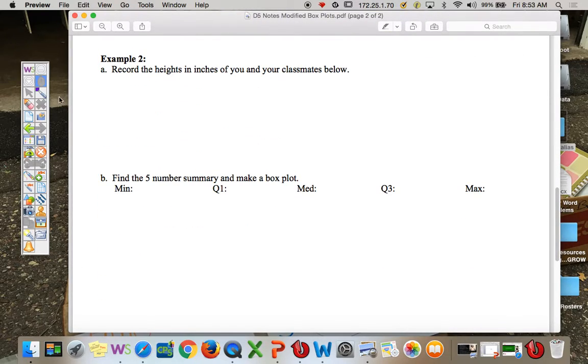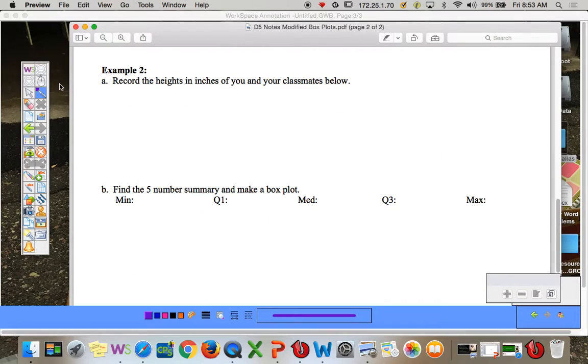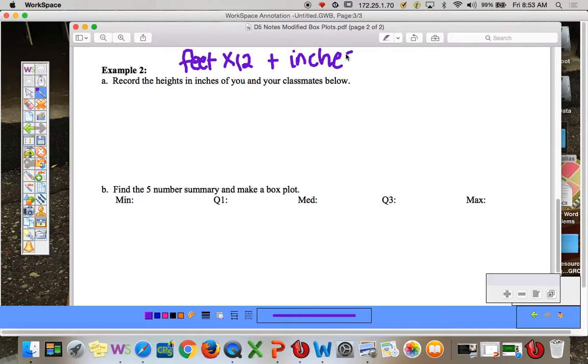Example 2: record the heights in inches of you and your classmates below. To calculate the height in inches, however many feet you are, you multiply by 12 and you add the remaining inches to change from feet to inches. For me, I'm 5 feet 1.5 inches. So I would do 5 times 12, which is 60, plus 1.5. So my height is 61.5 inches.